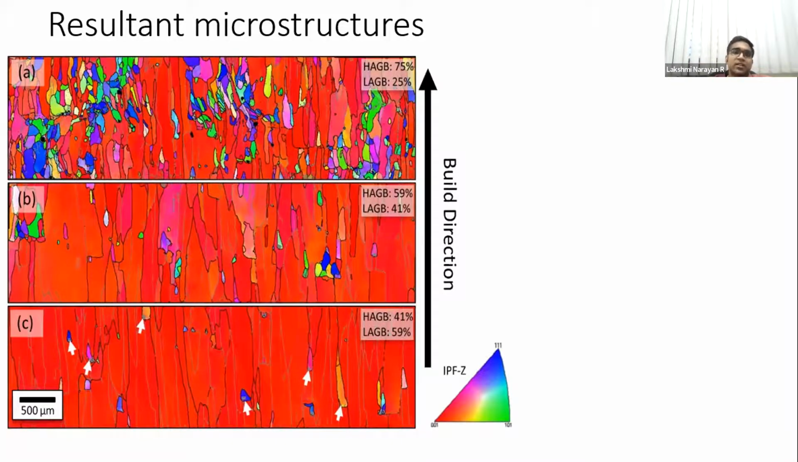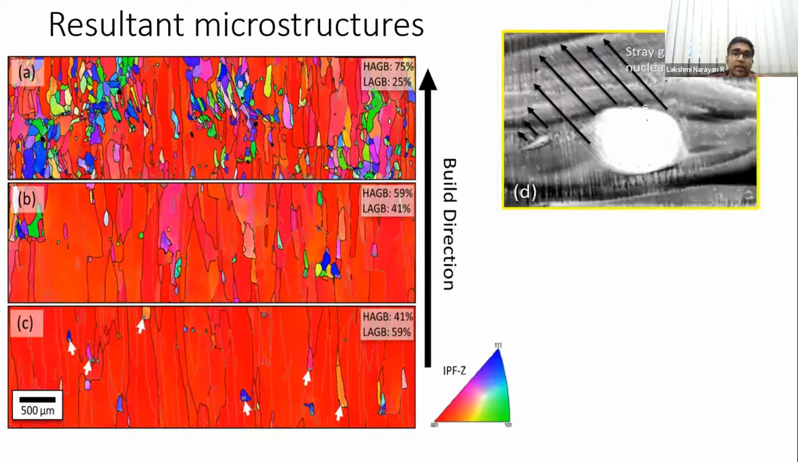Very few grains are there. It's predominantly columnar with a single orientation of 001. Okay. And when we zoomed in to those locations where your stray grains, blue colored or green colored grains, were, we saw that there was a niobium particle sitting there. And this niobium particle essentially leads to directional solidification in a certain direction because it acts as an inoculant.